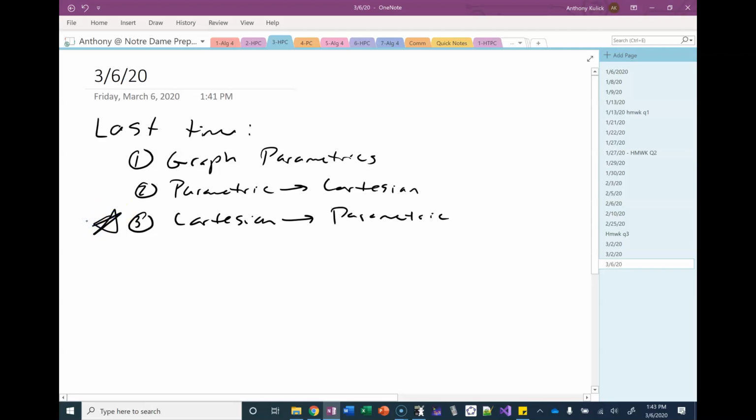Today I want to start by doing one more example of going from Cartesian to parametric, and then we'll start in on new things for today. Okay? So we're going to do a little bit more here.